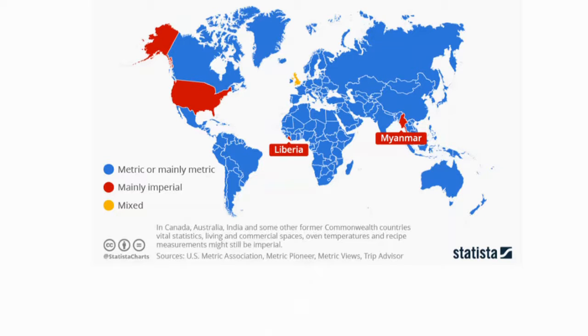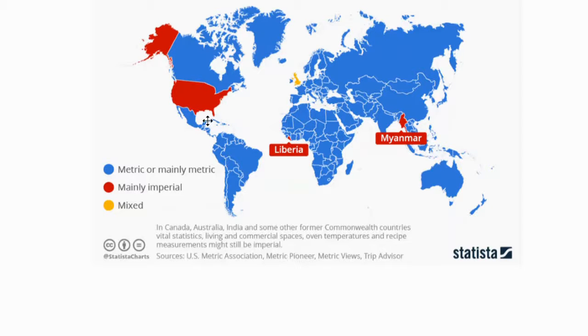Where in the world do you live? Well, we live in the United States, and because we live in the United States, we are mainly an imperial country. Imperial means our system of measurement is things like feet, gallons, right? But not everything. So you buy your milk and gas by the gallon, but your pop by the liter, which is a metric unit. But we are mainly imperial.